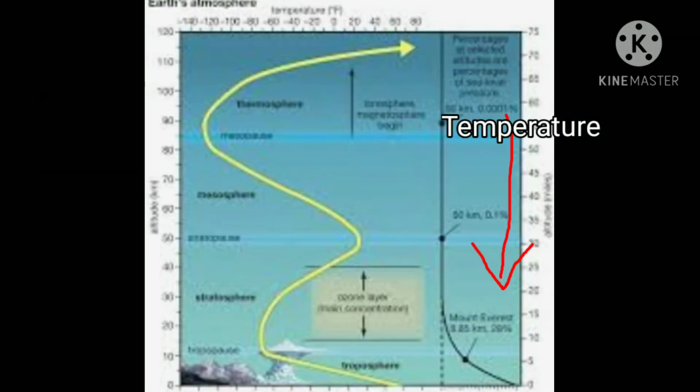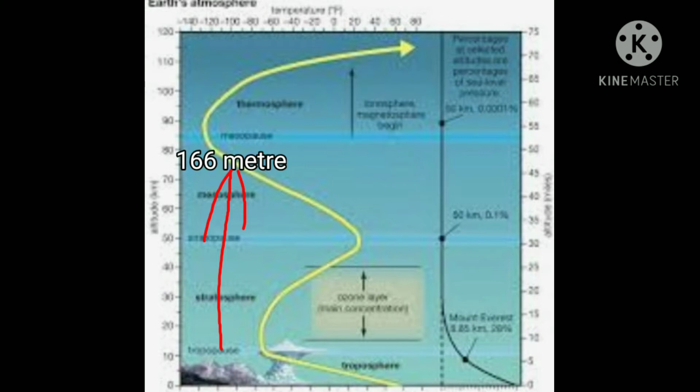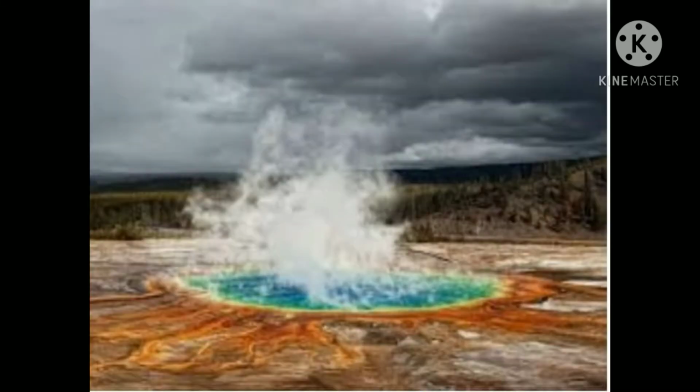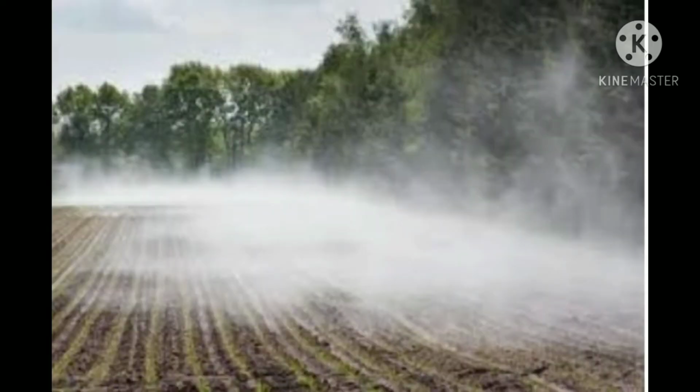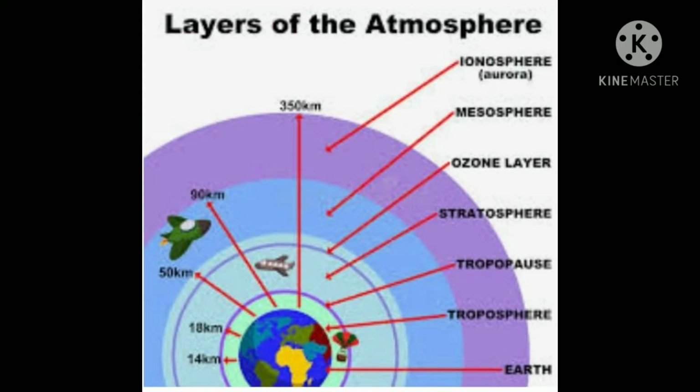The average decrease is 1 degree Celsius for every 166 meters of altitude gained. The variations in this temperature are responsible for many turbulences. Due to these turbulences, all weather phenomena take place in this layer. The troposphere contains about 75% of all the air in the atmosphere and all the water vapor which forms clouds and rain. The upper limit of the troposphere, or the boundary in the Earth's atmosphere between the troposphere and the stratosphere, is known as tropopause, and it marks the end of the troposphere.